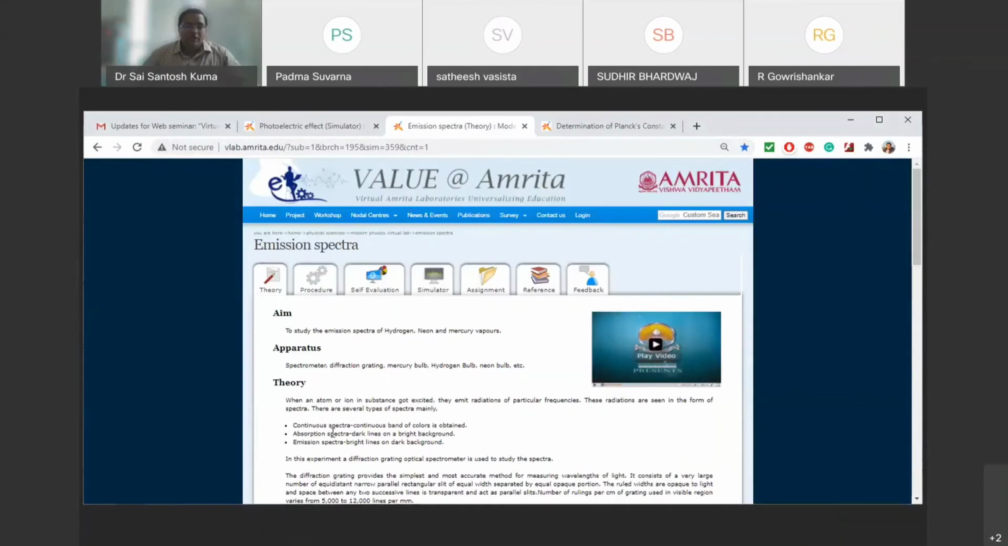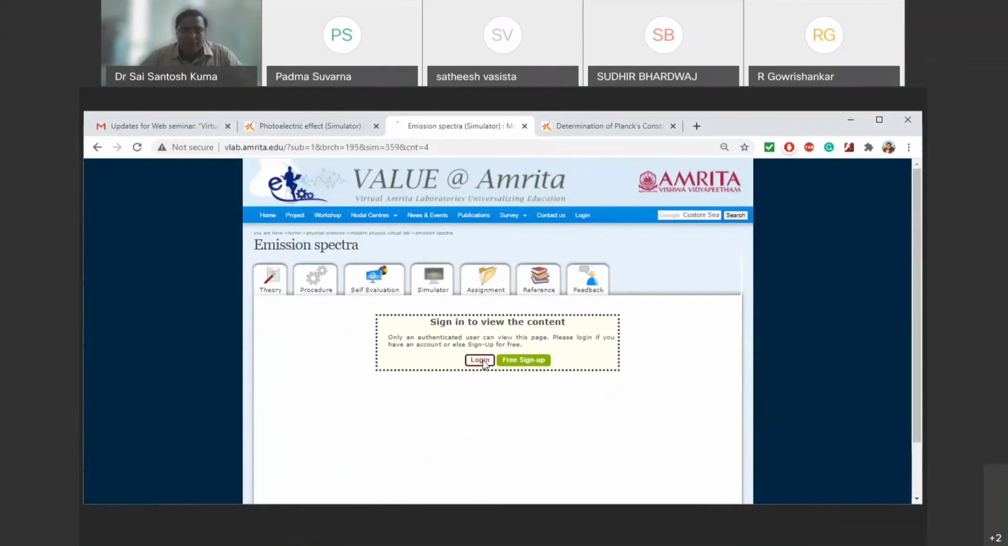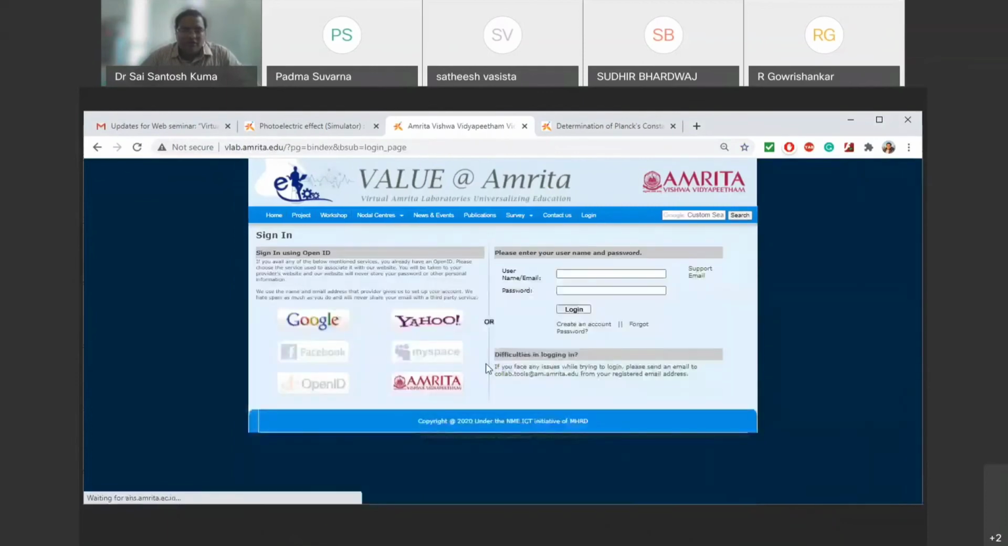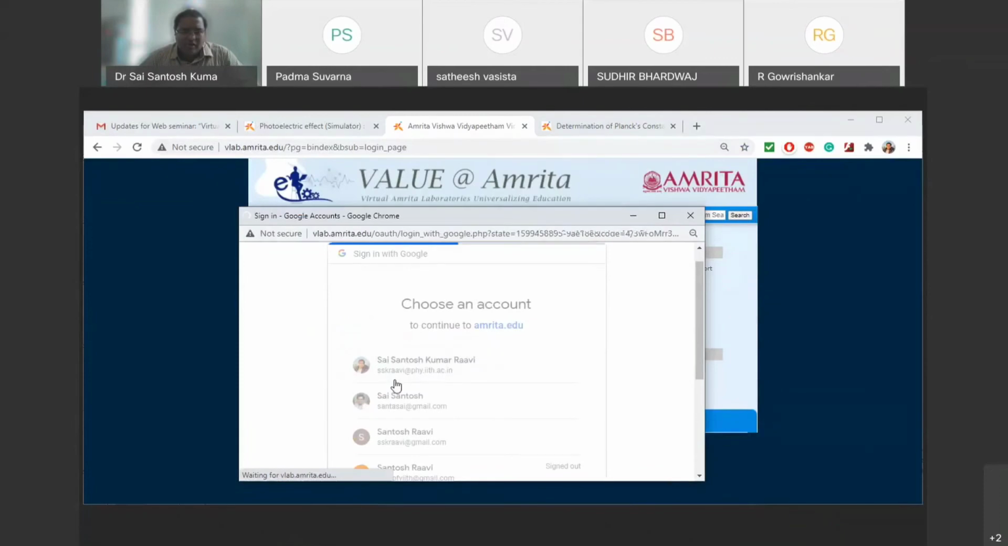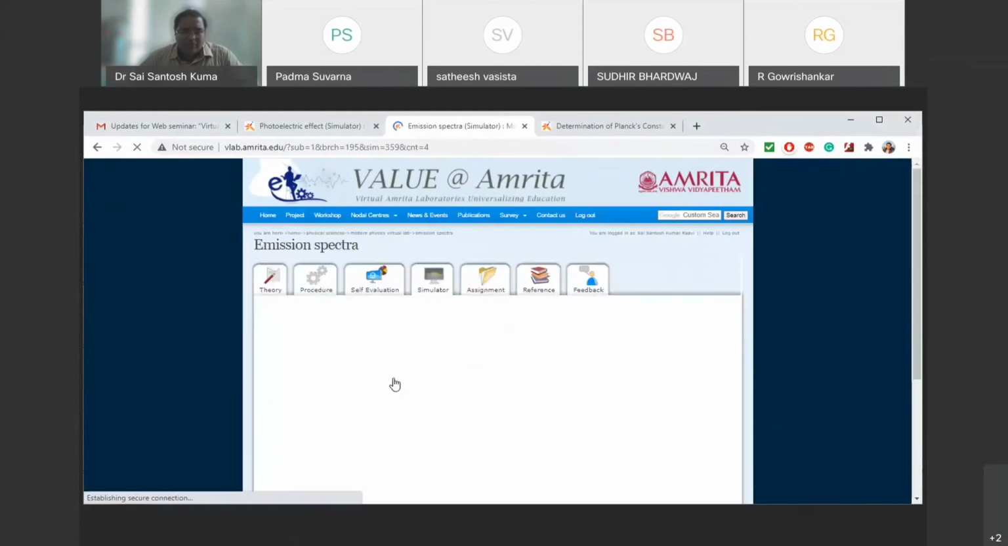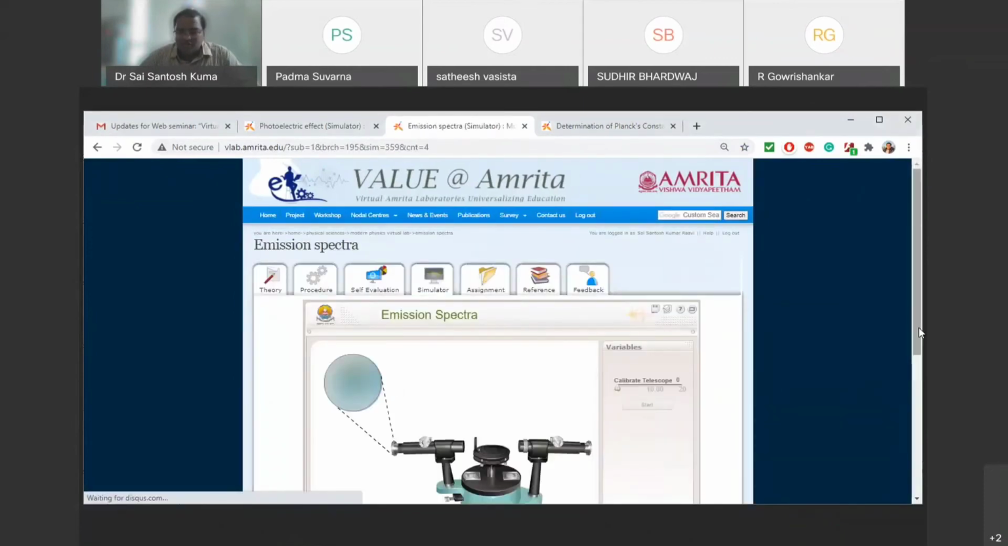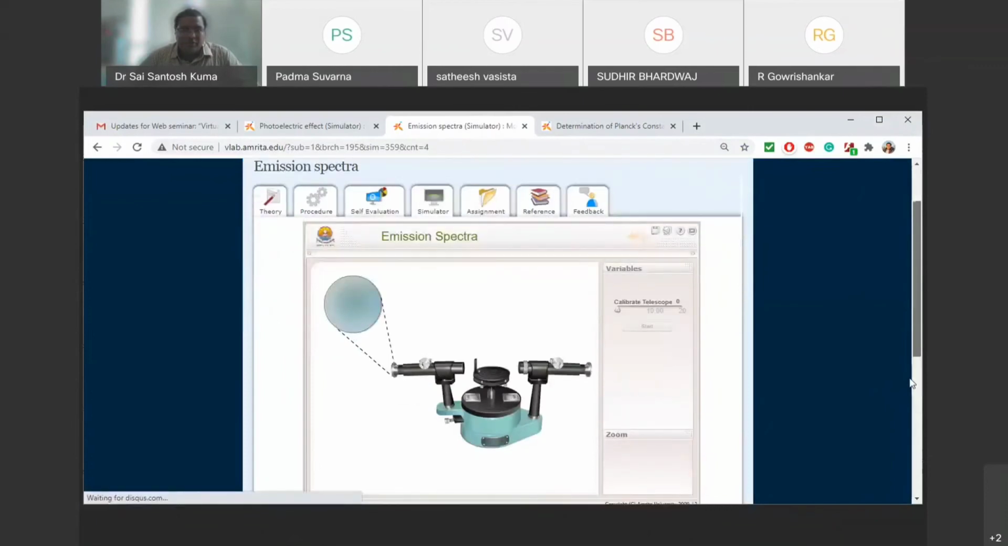Yeah. So here the same thing, everything is there. You can have a look at it. I go to the simulator. Yeah. I'm scared of logging in. Every time I log in, it is taking a lot of time. Wow. Yeah. So flash is on, fortunately.